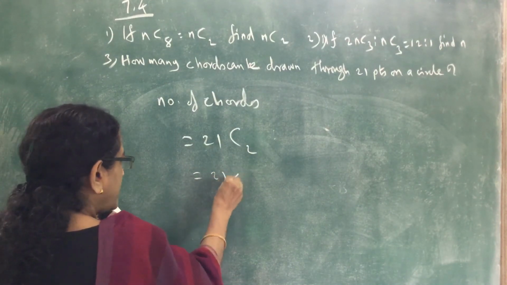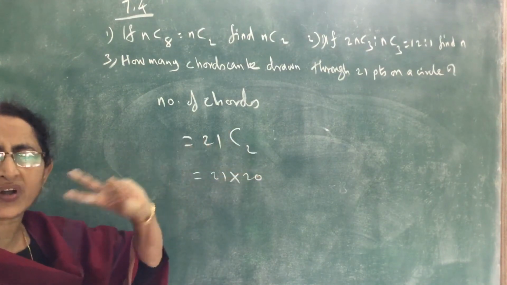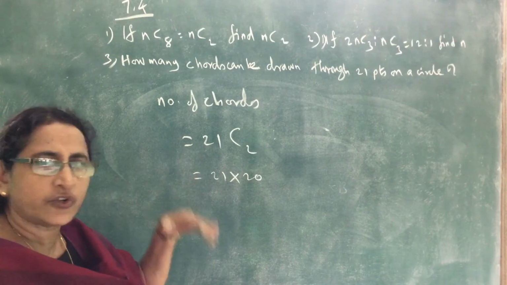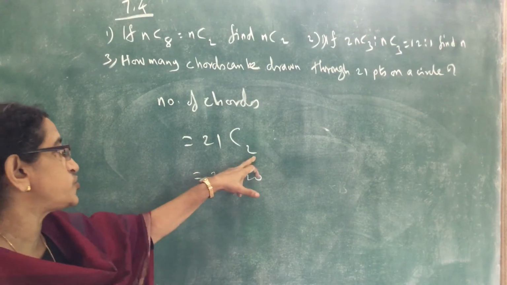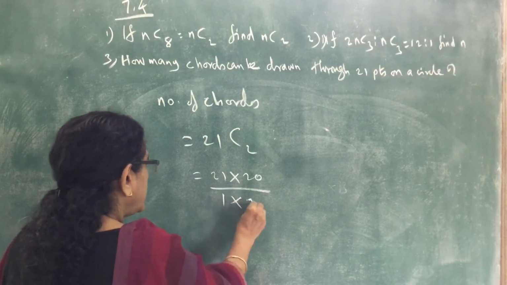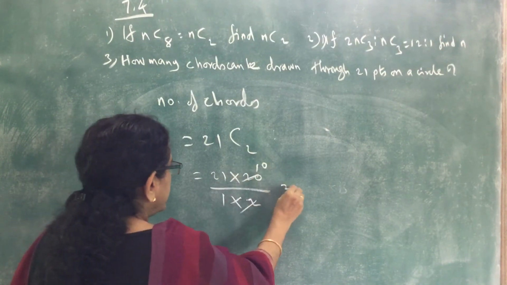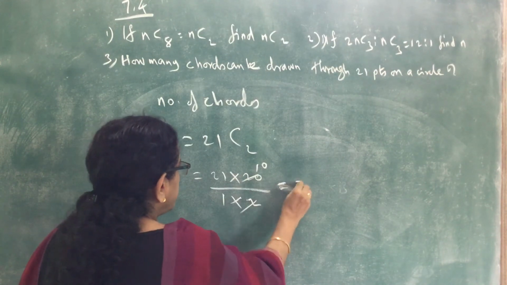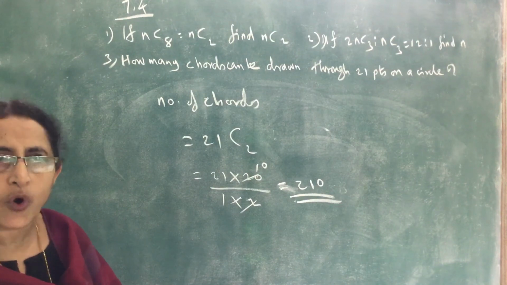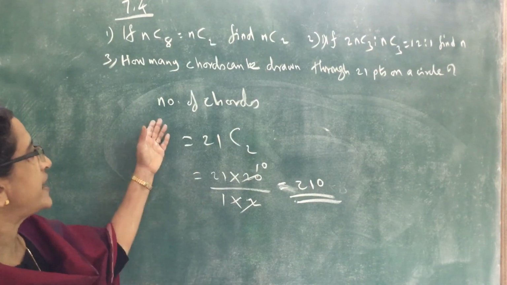That is 21 into 20. See here there is 2, so only 2 numbers we have to multiply, 21 into 20 divided by 2 factorial, that is 1 into 2. So cancelling this we get 10 into 21, that is equal to 210. So 210 chords can be drawn through 21 points on the circle. That is the answer.